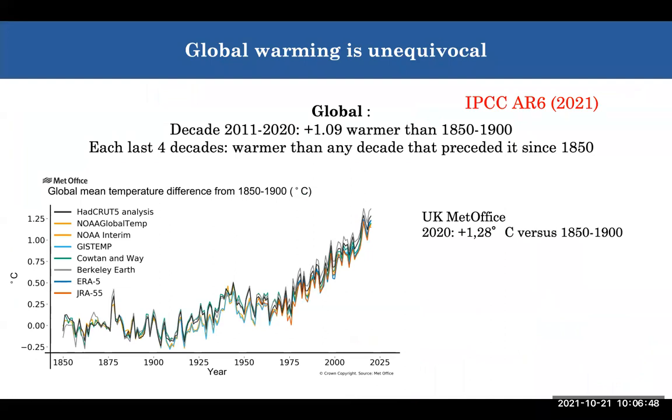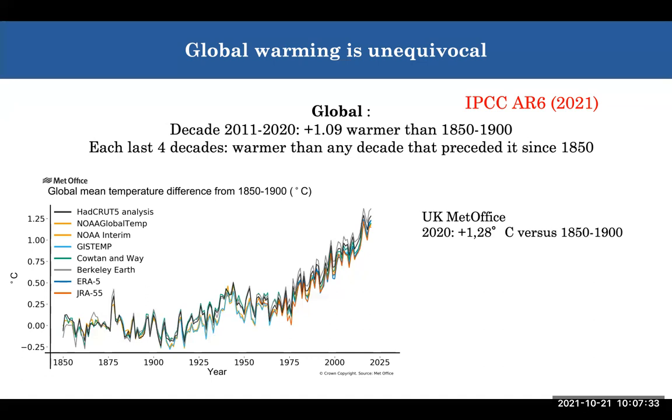On climate change, I guess I don't have really to remind you that global warming is unequivocal, and here you have the results of the recent IPCC report, the 6th assessment that just came out this August. And you see below the curve of the global mean temperature, which is a kind of indicator of the status of the global climate. And this is displayed as the difference with the temperature between 1850 and 1900, which is taken as a reference.